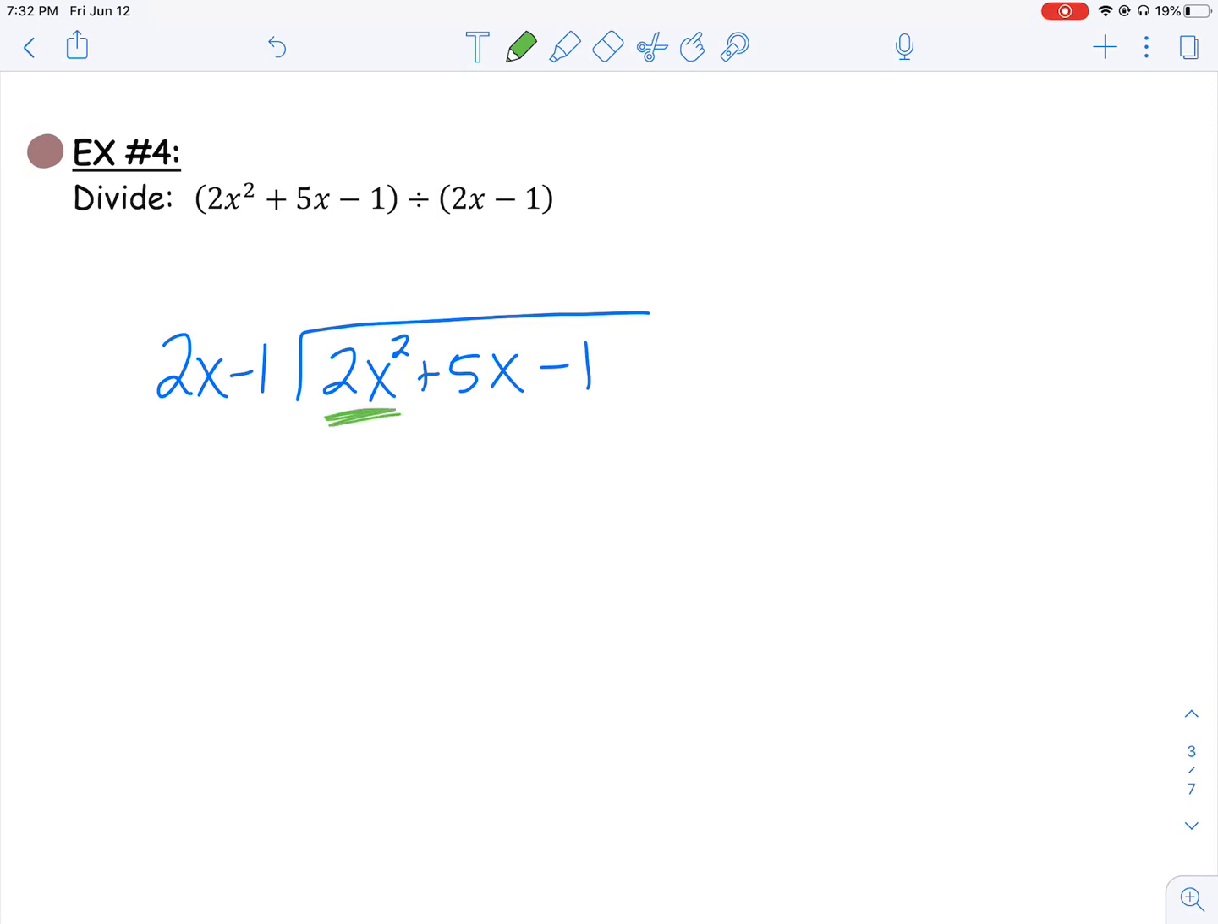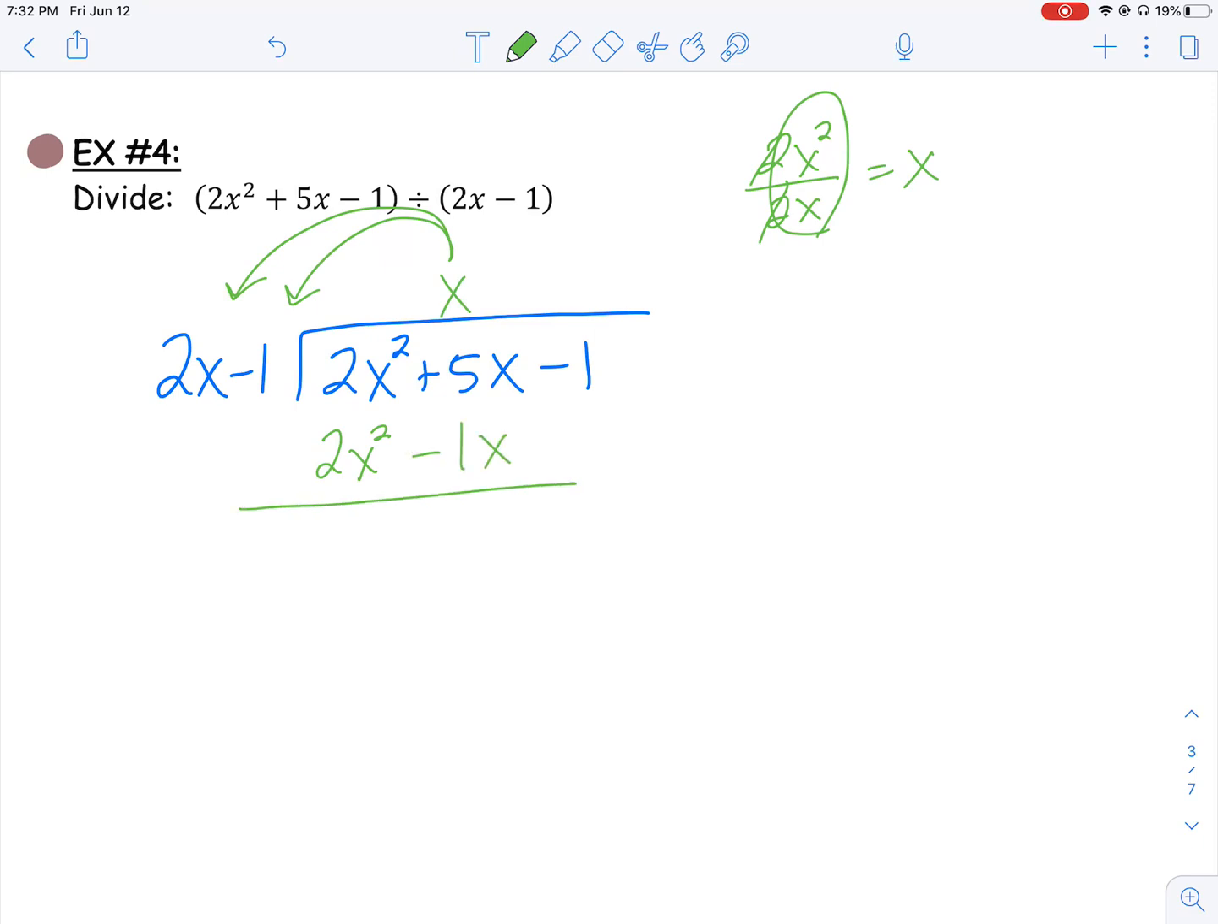Let's take our first term and divide it by our first term. So off to the side, if I had a 2x squared and I wanted to divide it by 2x, wouldn't the 2's cancel each other out? And then if I have an x squared divided by an x, wouldn't that just be 1x? All right, so I'm going to put that 1x at the top, and I'm going to multiply that by the entire divisor. Remember, make sure that you do each term. So x times 2x is 2x squared, and x times negative 1 is negative 1x.